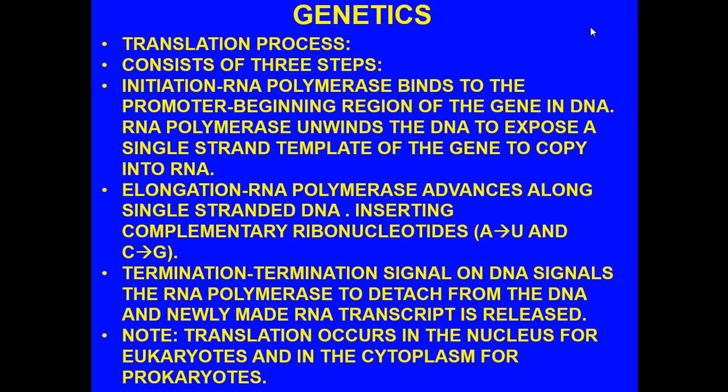Finally, after all of this work, we come to termination. There is a termination signal in the DNA that signals the RNA polymerase to detach from the DNA, and the newly made RNA transcript is released. Transcription occurs in the nucleus for eukaryotes, whereas it occurs in the cytoplasm for prokaryotes.